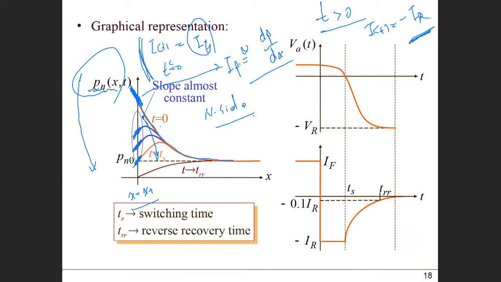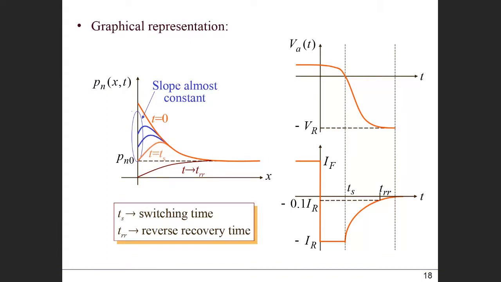It takes time for this hole concentration to go to 0. As this graph shows, as time passed, initially it was forward bias following this red curve, and now, when the switch is in the reverse bias, the concentration decreases as time passes, like this.